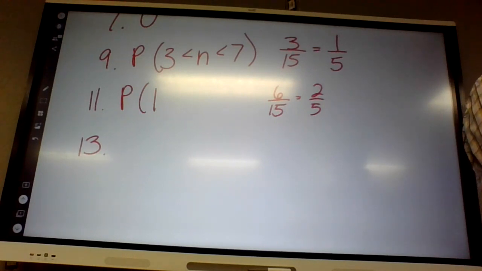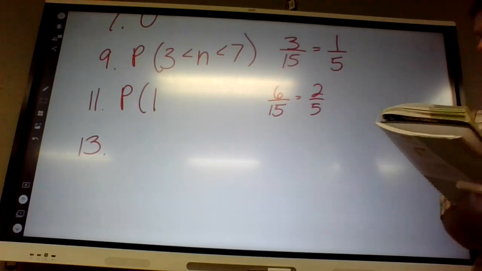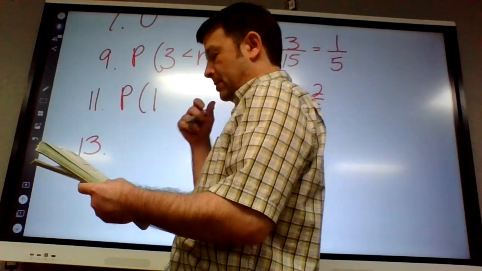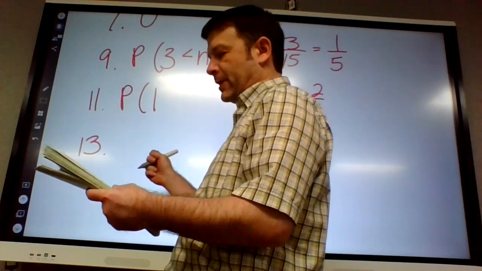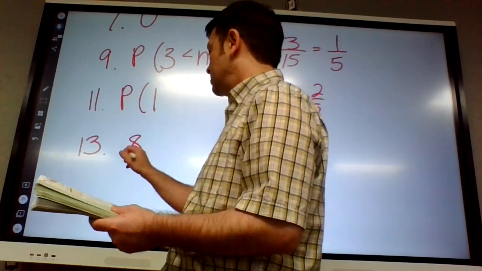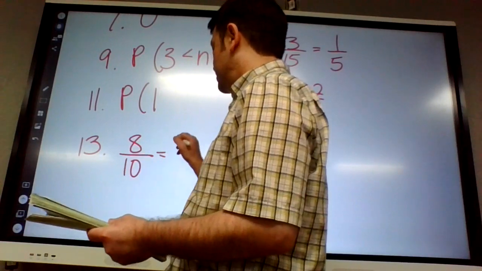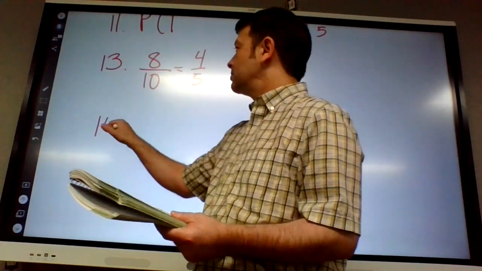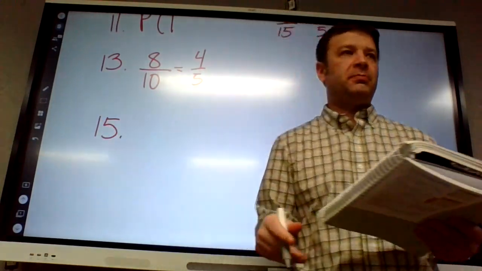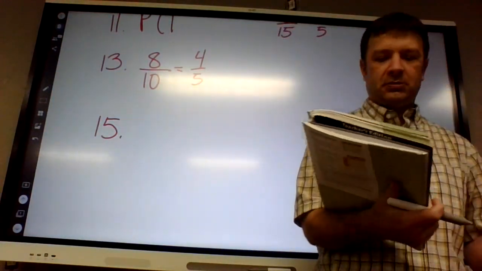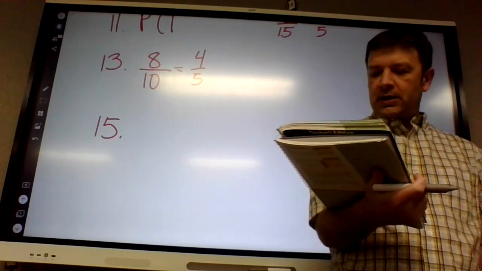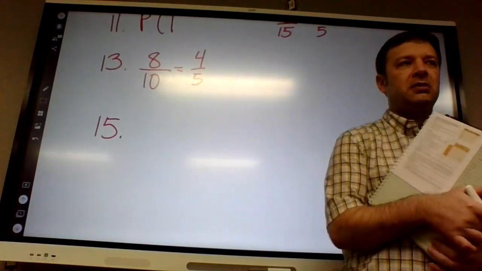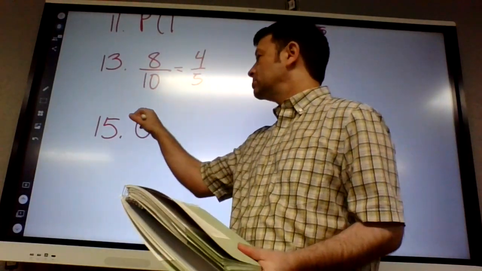How many yellow or reds are there? There's 3 red, 5 yellows. There's 8 in 10, which is a 4 in 5 chance. How'd you get that last number? There's 10 balls. Oh, okay, I get it. Number 15, what's the odds of choosing a green ball? 0.